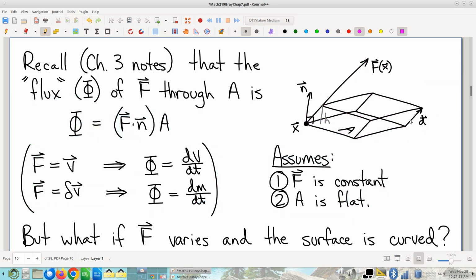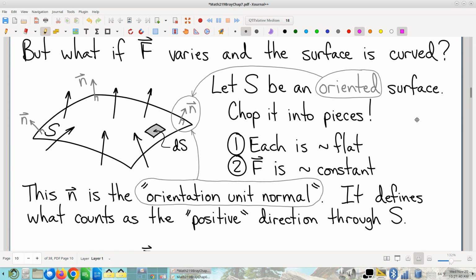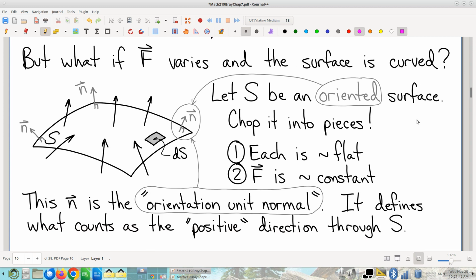Well, no surprise, I hope. We're going to chop it up into little pieces, solve the problem on each piece, and then add them up, right? That's what we always do in this class. That's how integrals work. It's the big idea behind a Riemann sum. And so when you chop it up into a little piece, you take a curved surface, sure, but on each little piece, it's approximately flat.